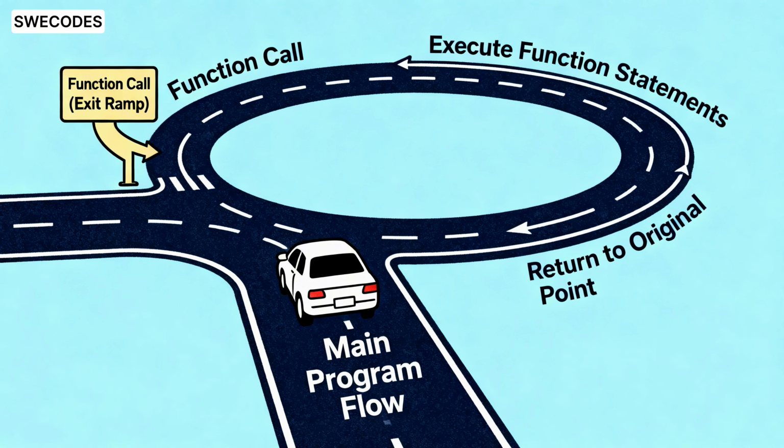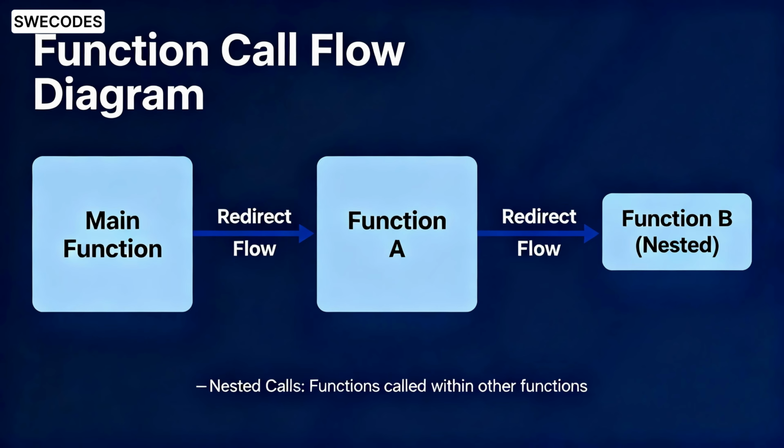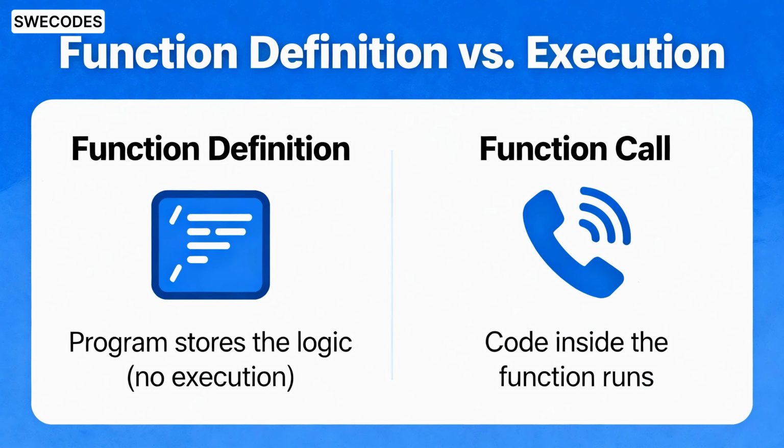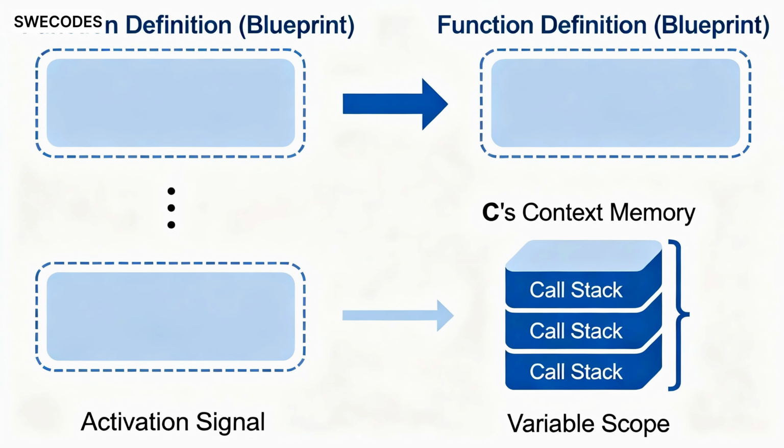And that redirection happens countless times, sometimes even within other functions. That's called nested calls. Now, here's a subtle point most beginners miss. When you define a function, your program doesn't run it right away. The definition just tells your program, hey, here's a reusable block of logic, remember where it is. Nothing inside that function executes until it's called. That's why function definitions don't alter the flow. They're like blueprints waiting for a signal to activate.